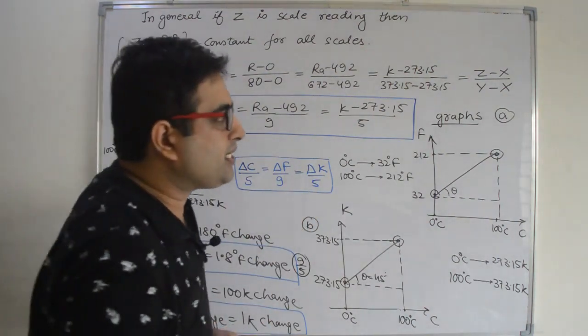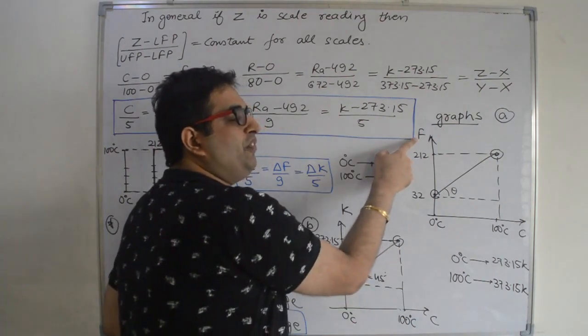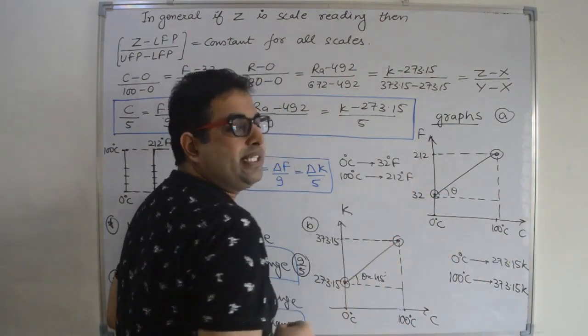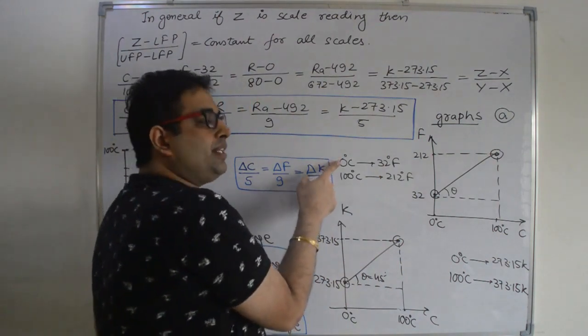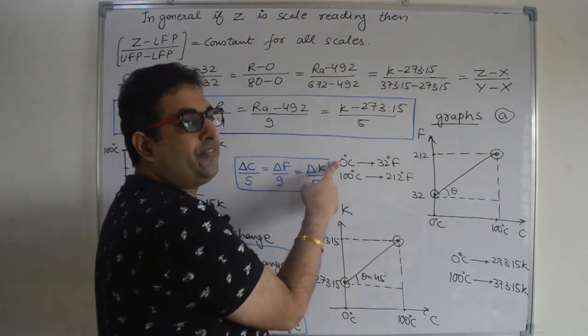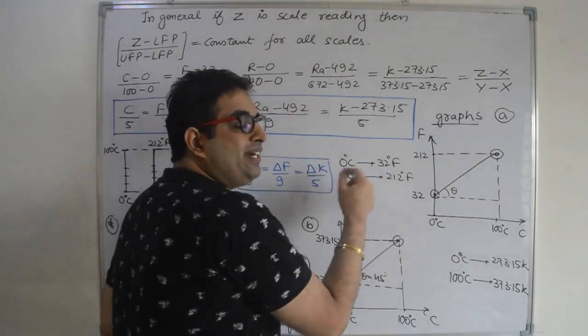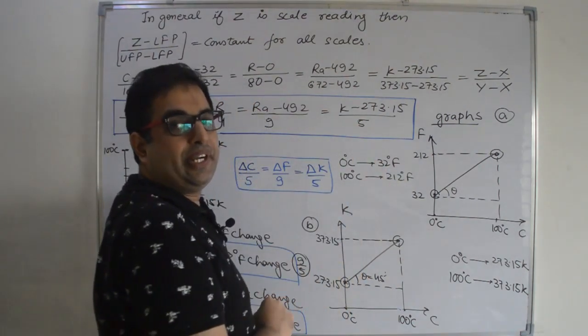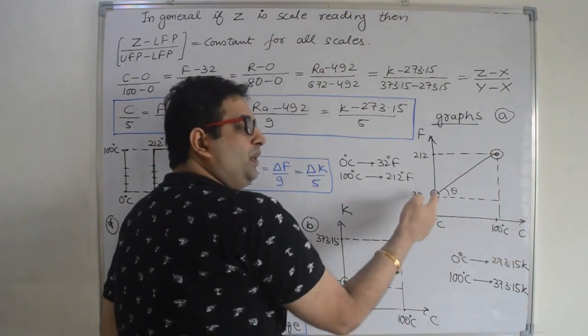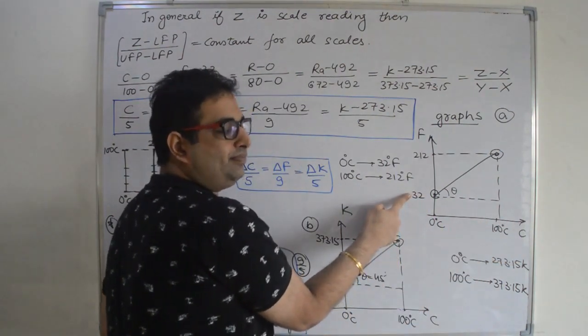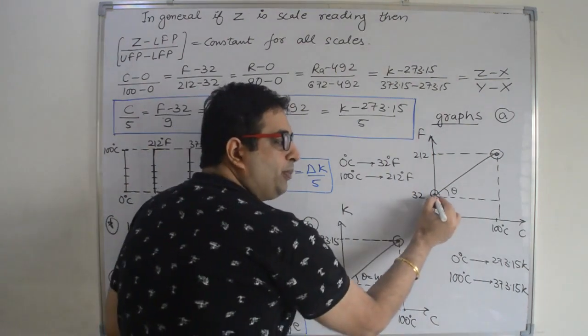Now let us see some important graphs. Graph between degree Fahrenheit and degree Celsius. We know some basic conditions: at 0 degree Celsius, that is the lower fixed point, the Fahrenheit reading is 32 degrees Fahrenheit. So 0 degree Celsius is equal to 32 degrees Fahrenheit. So this is the common point.